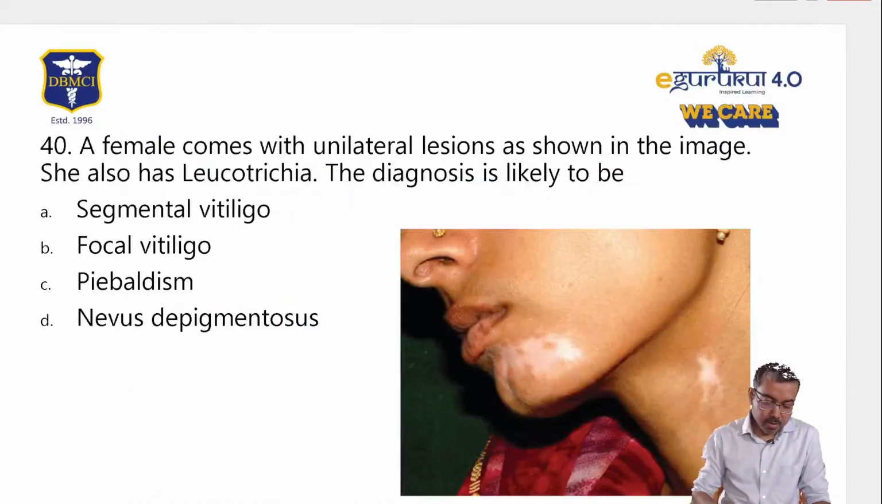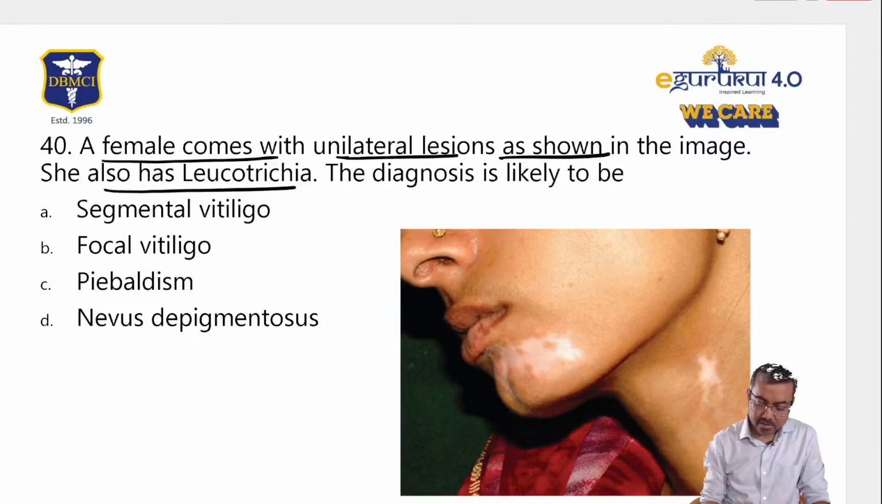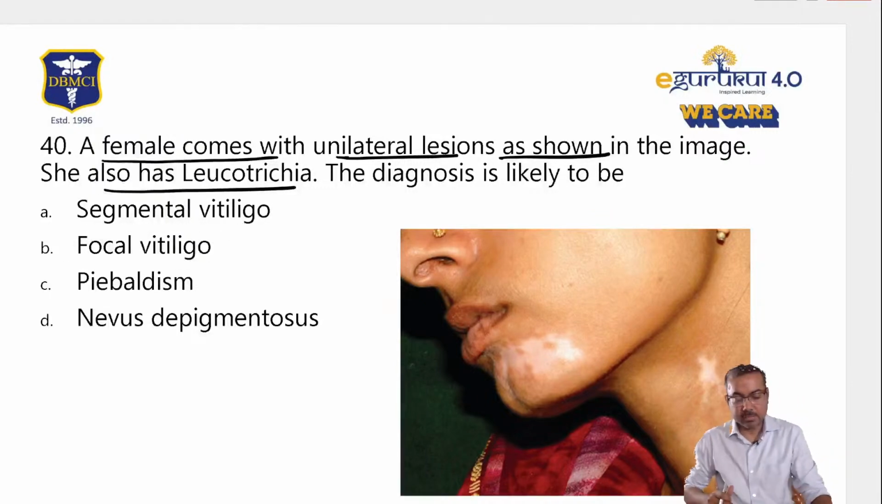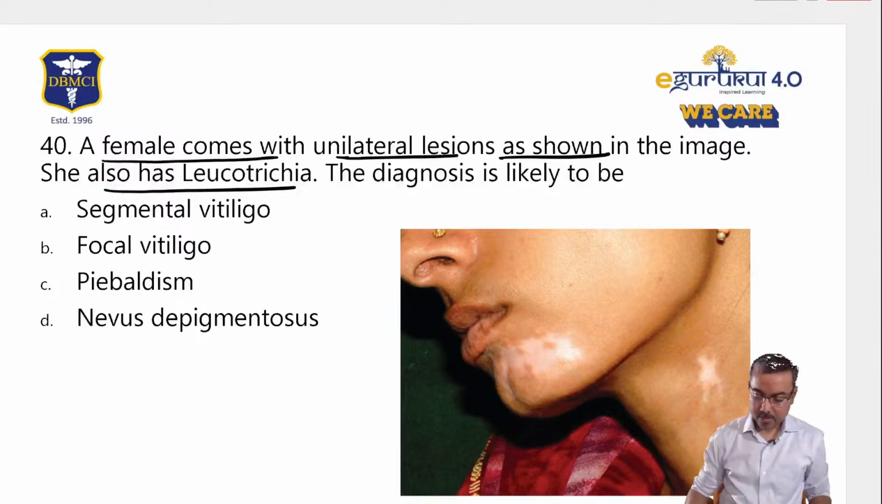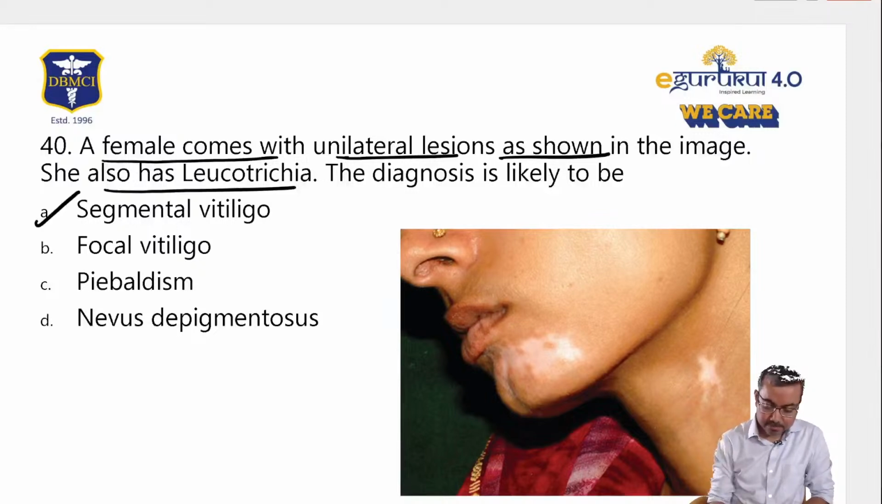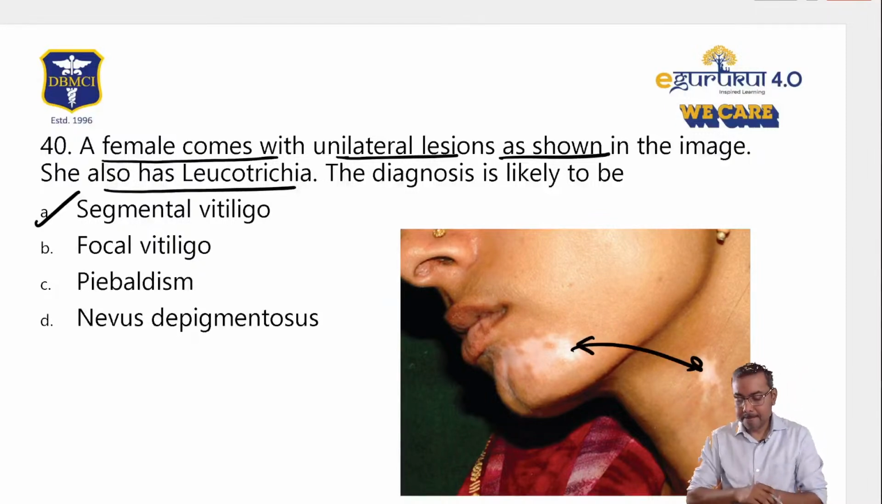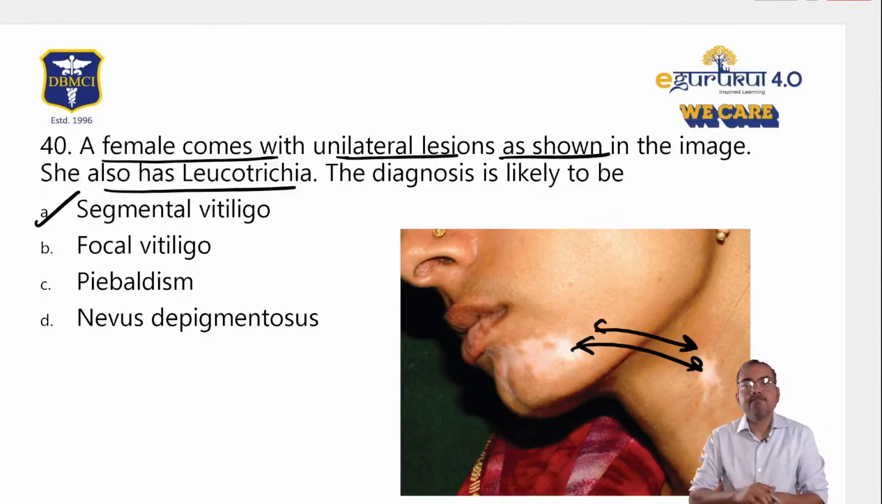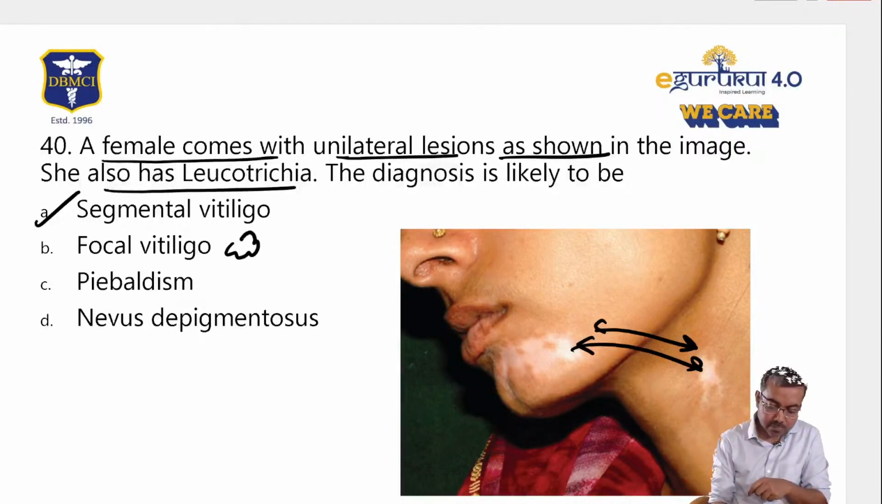Okay. A female comes with unilateral lesions as shown. Leukotrichia. Diagnosis is. Now the question was, is it focal vitiligo? Is it segmental? What do you think? Tell me the answer. There's going to be one lesion here, one here. So tell me, is it focal? It's an important question because a lot of students answered it wrongly. This is typically segmental. Can you see segment, please? Segmental, coming in a straight line, you can connect it. तो इसको हम कहते हैं, क्या बोलते हैं? Segmental vitiligo. Segmental. So focal will only be a small spot.